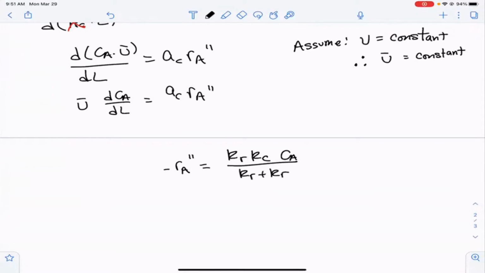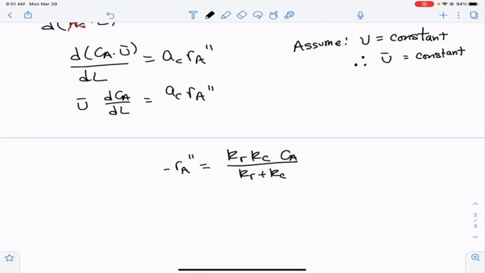And for those of you who didn't remember that, remember kR was our reaction rate constant, right? When we were kinetically limited. kC is the mass transfer coefficient. And in the last lecture, we started to talk about how we could calculate this external mass transfer coefficient.